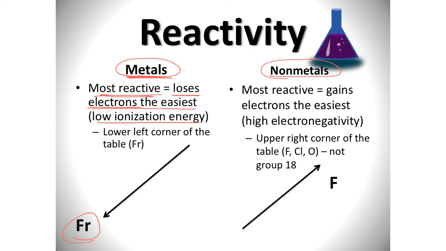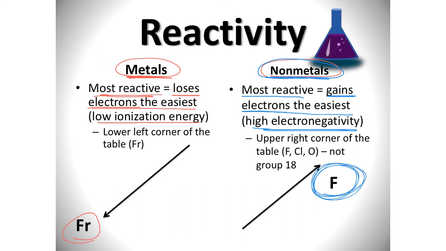With our nonmetals, it's going to be different. When our nonmetals react, they gain electrons. So our most reactive nonmetal would be something that gains electrons the easiest, so whatever has the highest electronegativity. So that is going to be the upper right-hand corner of the periodic table by fluorine. So remember, fluorine has the highest electronegativity, so fluorine is the most reactive nonmetal.